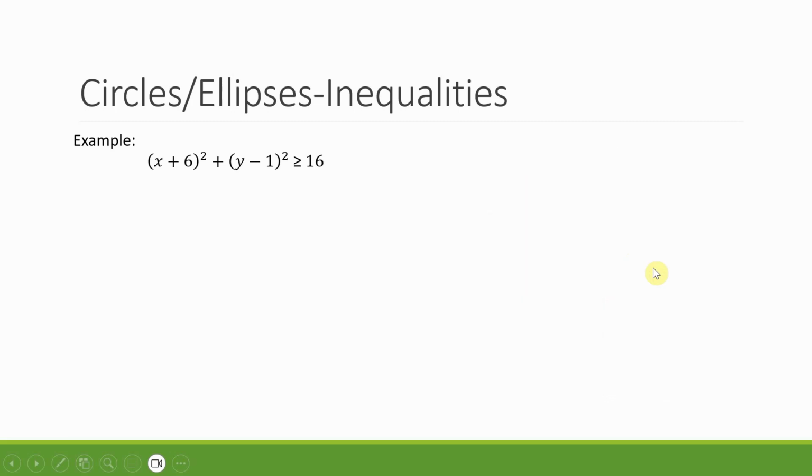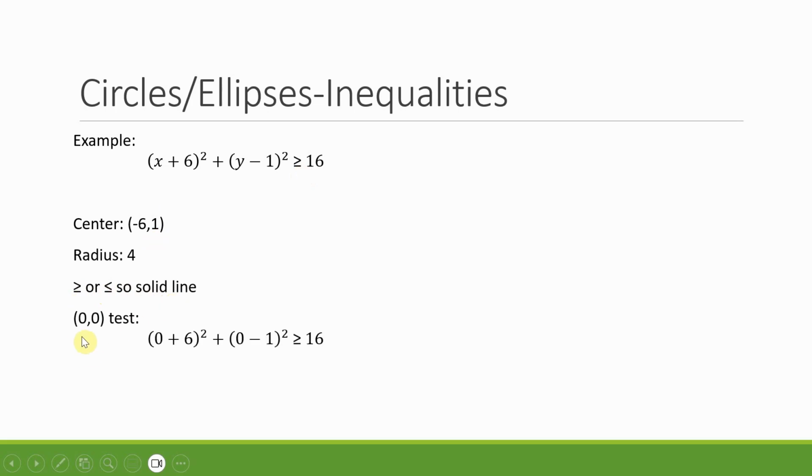So now let's go and look. Here's the same equation, but instead of a less than, I have a greater than or equal to. So again, I have the same center, same radius, but now I have an or equal to, so I need to draw this with a solid line. And if I go do my 0, 0 test, I end up with the same situation, but now I have 37 is greater than or equal to 16. That is true. 37 is greater than or equal to 16.